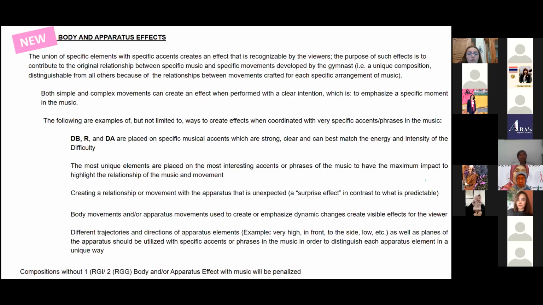You can do it with DB, with Rs, with the DA, when you choose the moment on the specific accent, strong and clear, that best matches the energy of this music. So you have to be wise as a coach, how to choose the elements, in which moment are the interesting accents or phrases of the music, to have the maximum impact of this relationship between the music and the movement.